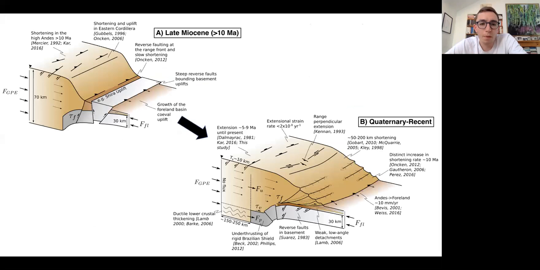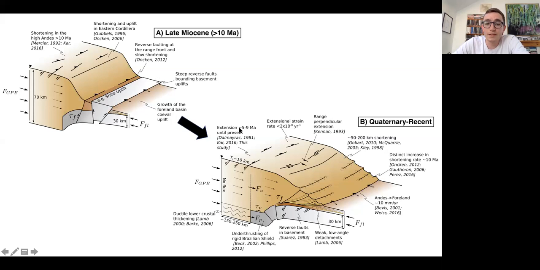So if we compile all this together into a schematic view of what might have happened, at some point in the past the mountain range was undergoing shortening within its interior, as the horizontal force acting through the foreland lithosphere could transmit enough force into the interior of the mountain range to overcome the buoyancy forces and put it into a state of compression.